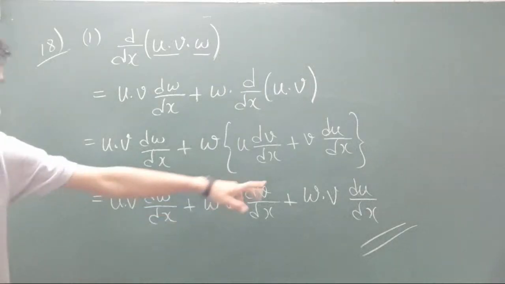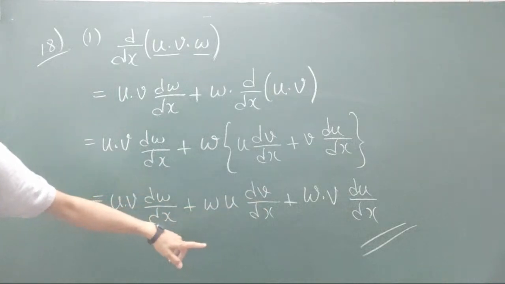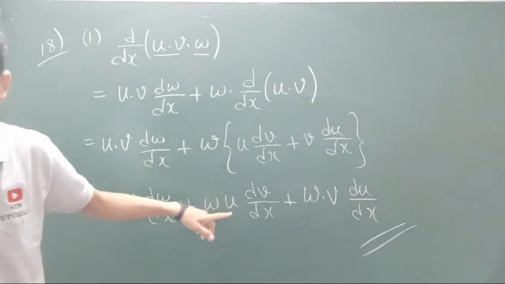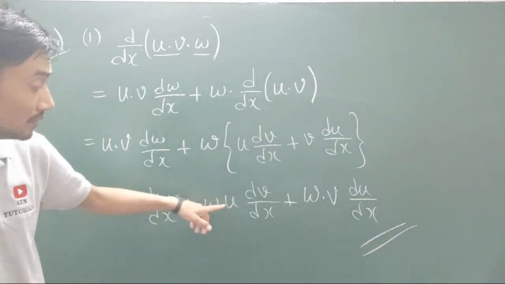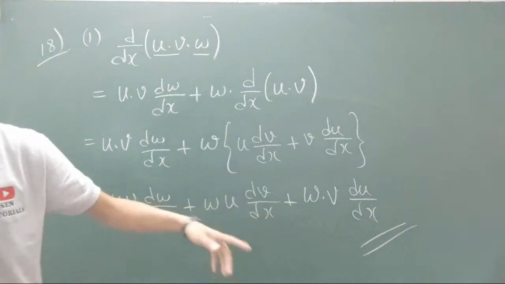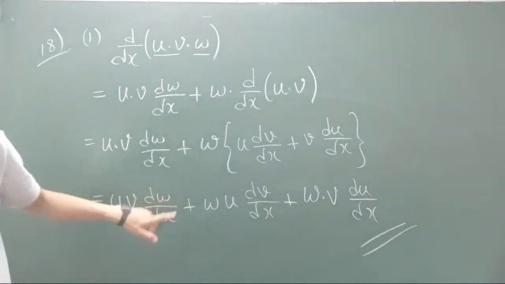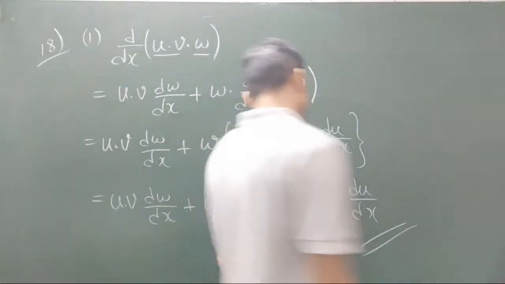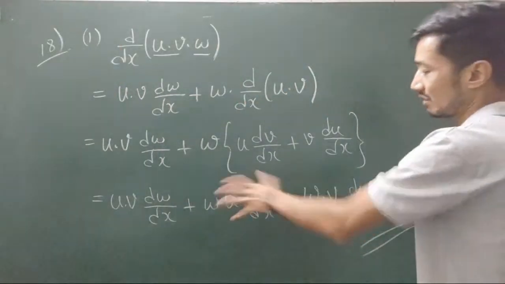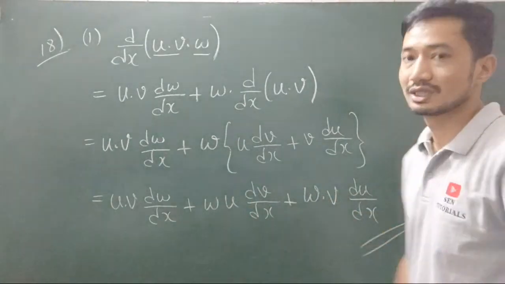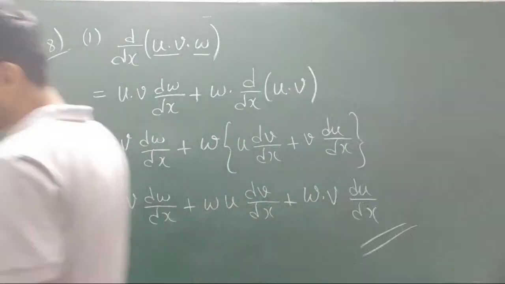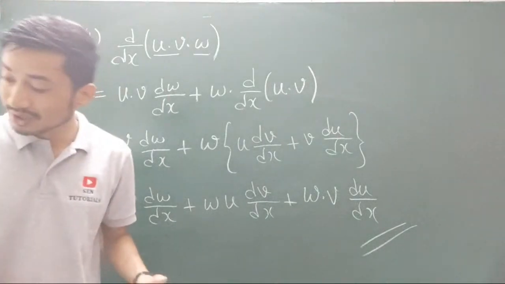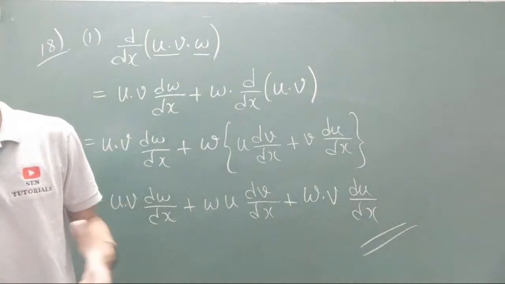v w du by dx, u into dv by dx into w, I don't know for what reason they wrote that. Next is u into v dw by dx. They tried their level best to confuse you. Doesn't matter, keep it like this. These are all products only, this is fine. Alright, so the first part is proved. We have proved it by the product rule.